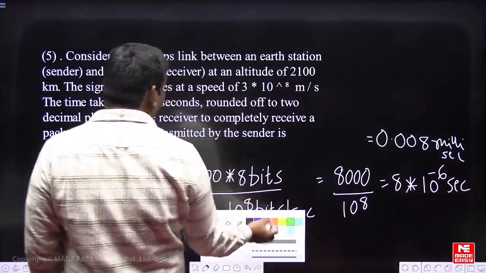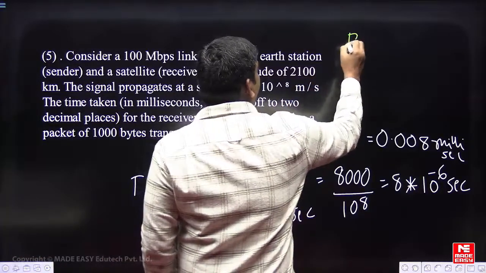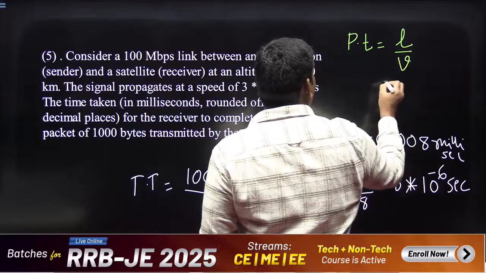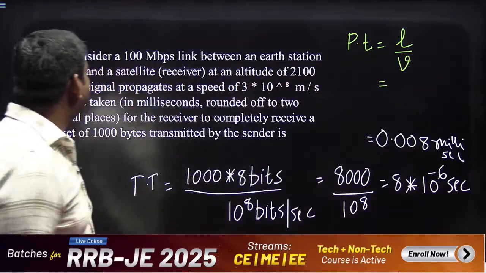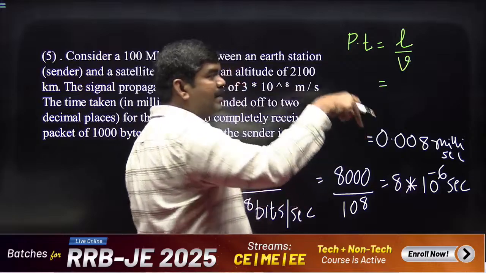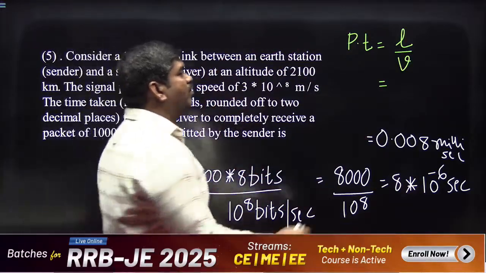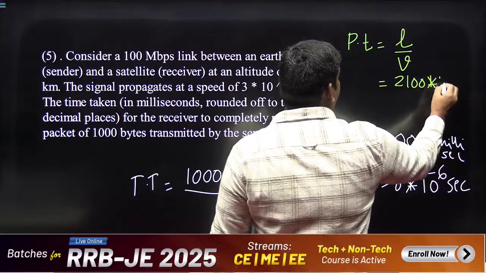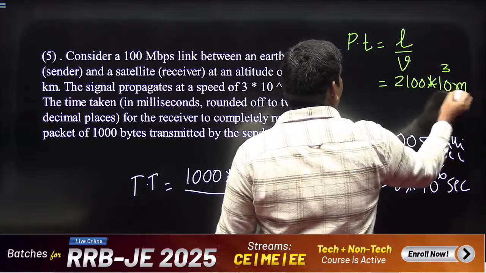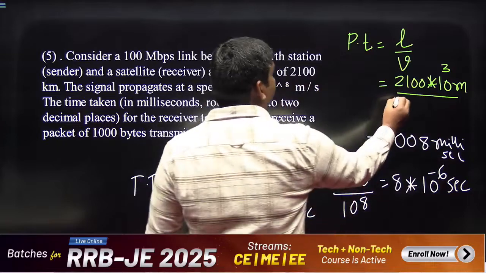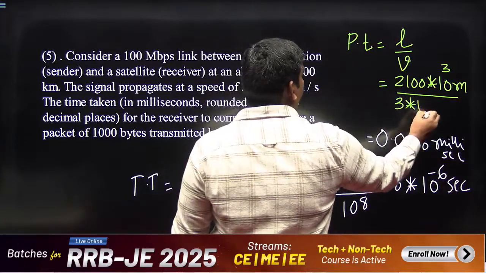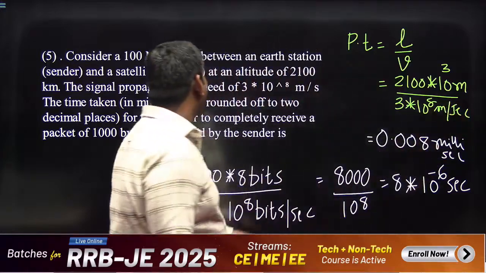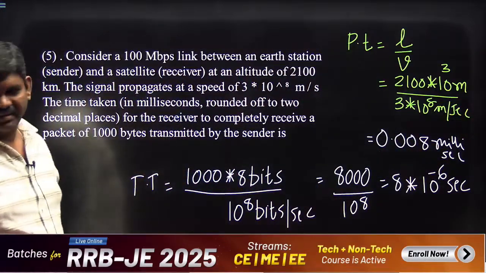Calculate now the propagation time, PT. The propagation of the signal depends on the length and the velocity. The length given is that the satellite is at a height of 2100 kilometers. So 2100 into 10 power 3 meters, upon the velocity, which is given as 3 into 10 power 8 meters per second. Try to convert it into milliseconds, because they are asking in milliseconds.